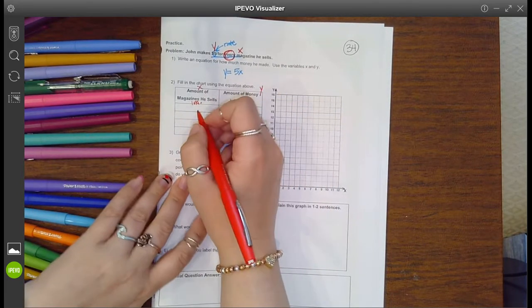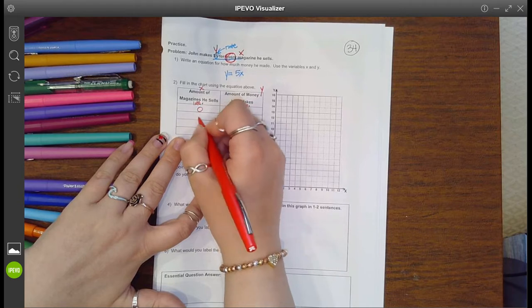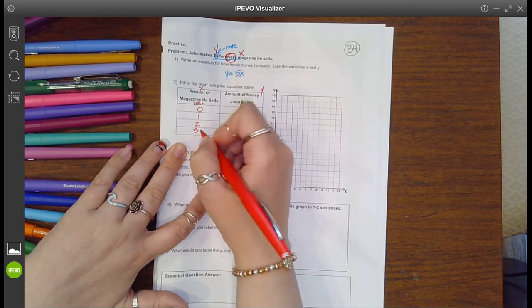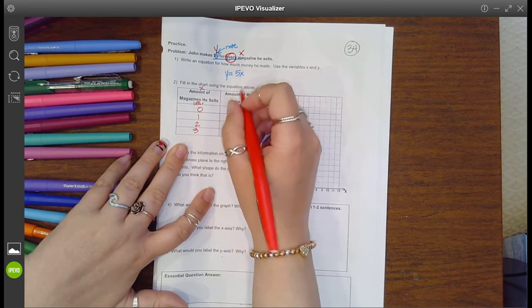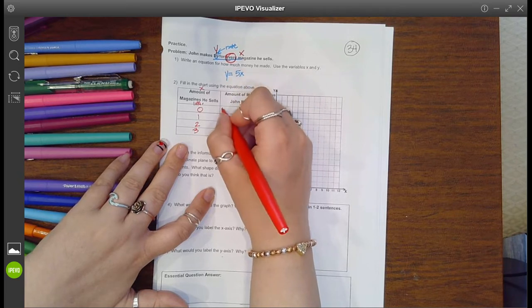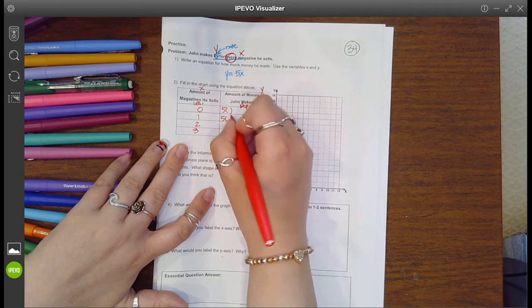If you plugged in numbers, let's say you plugged in 0, 1, 2, 3. So if you sell 0 magazines, I'm going to plug it into this equation. 5 times whatever x is.